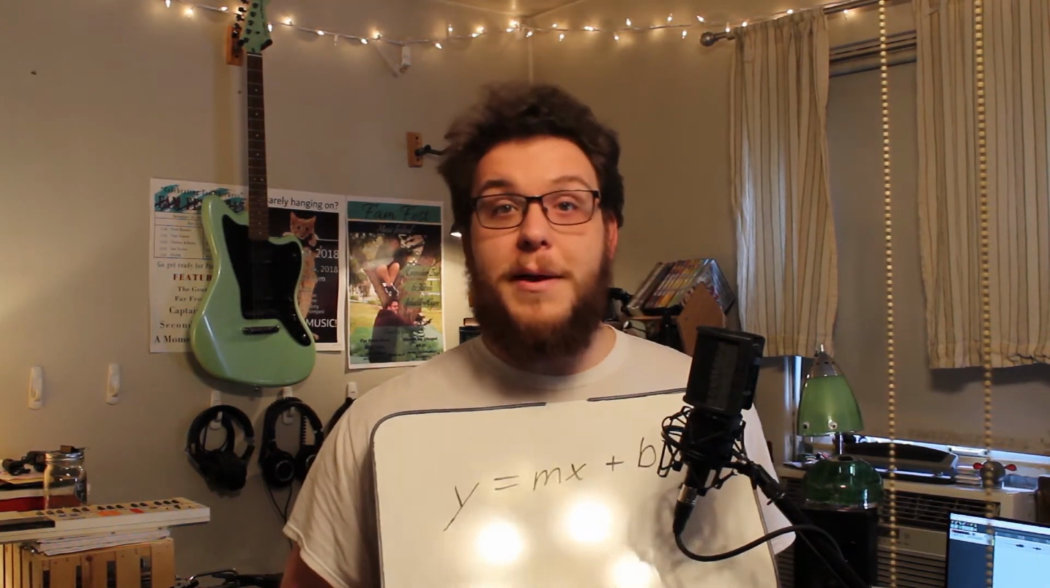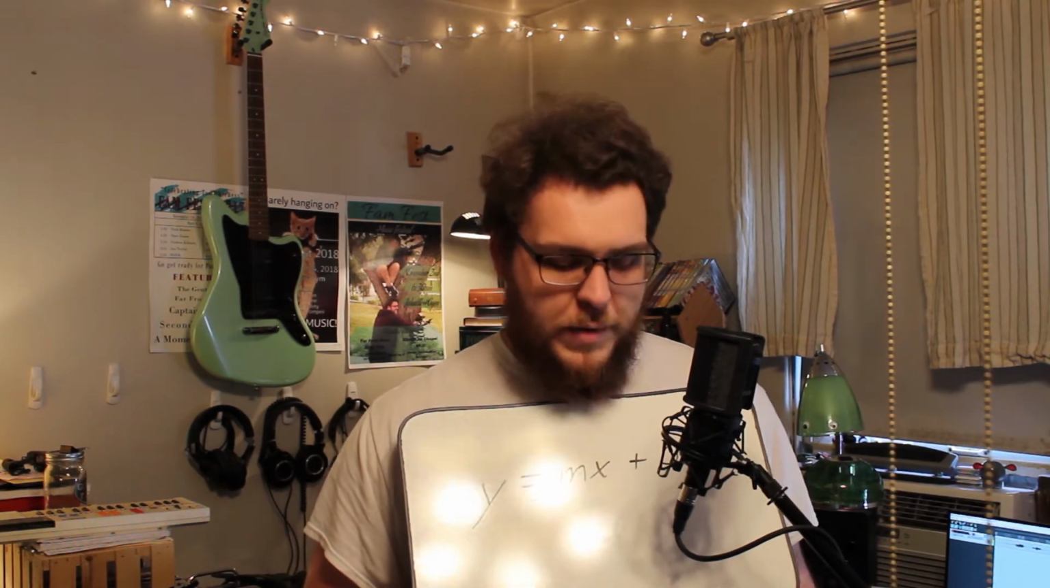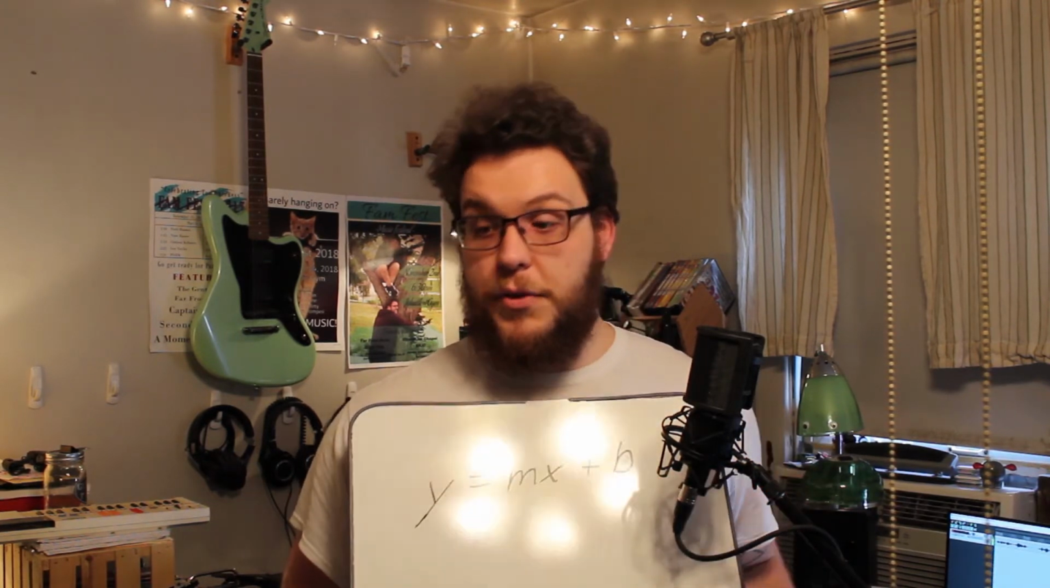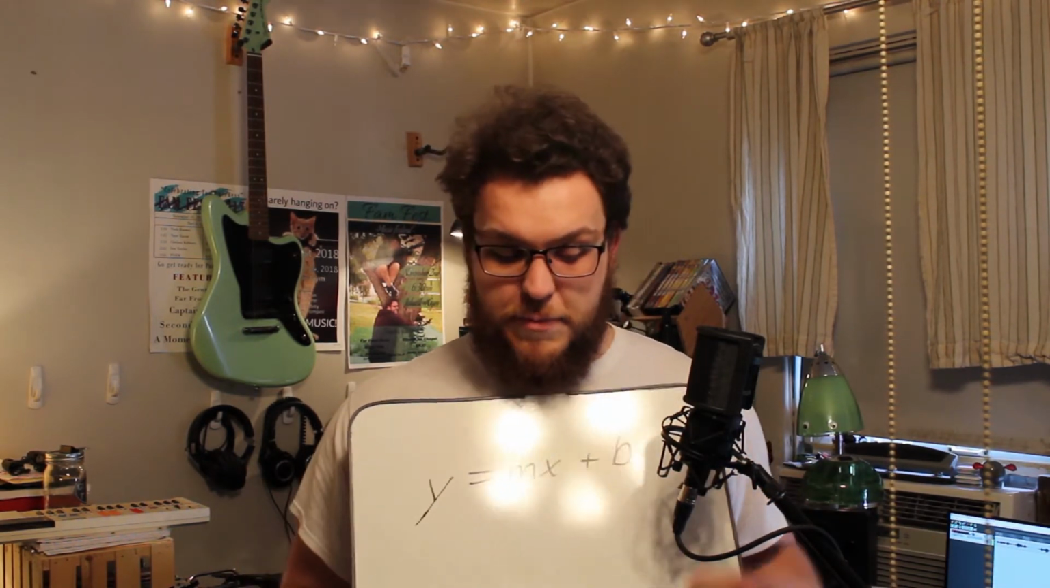The other thing that you should be able to pull out just by looking at this form is the y-intercept. And the y-intercept is represented by this b here. It's not the y, it's the b. Now, with the y-intercept, there's a couple different things that you should know about it.